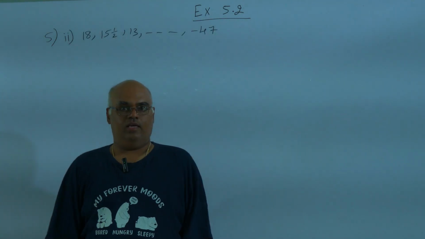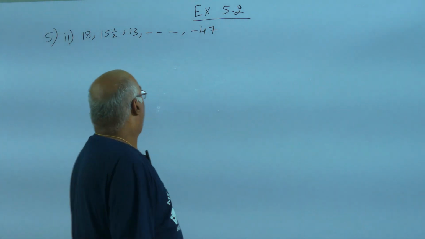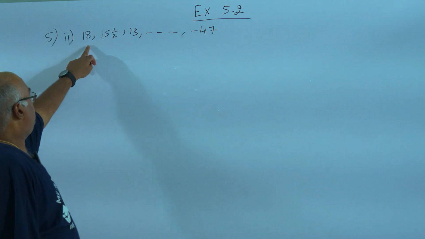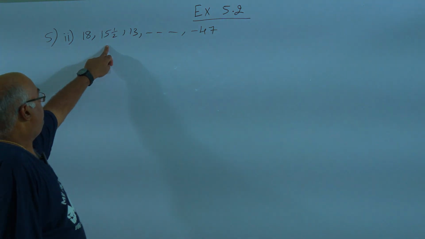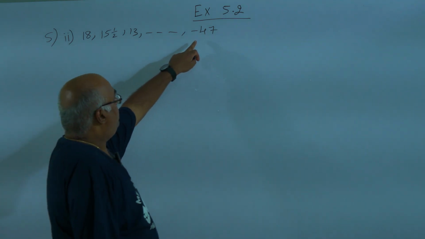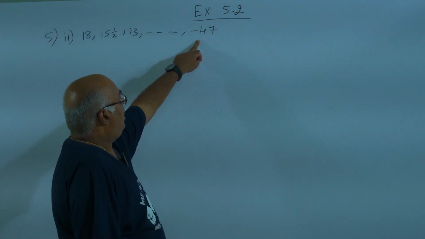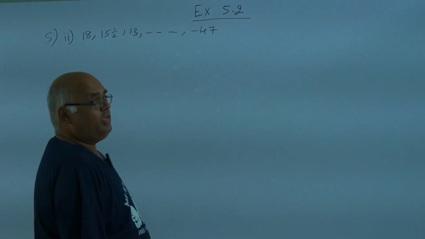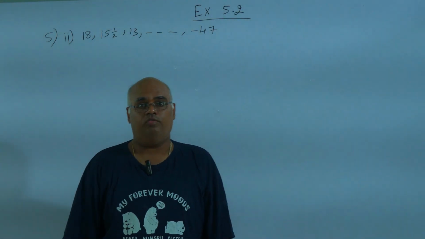So now let us see the second bit of the fifth problem. In the second bit of the fifth problem, we have been given an arithmetic progression. That is, the first element is 18, the second element is 15 1 by 2, the third element is 13 and so on. And we have been given the last element or last term as minus 47. So we have to find the number of terms, that is the value of n.